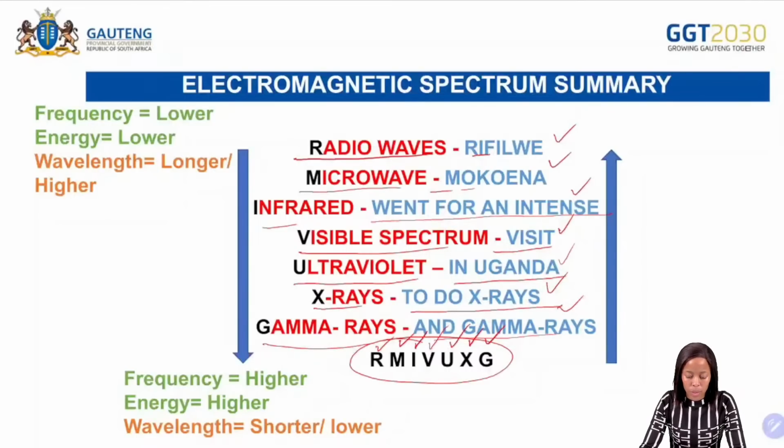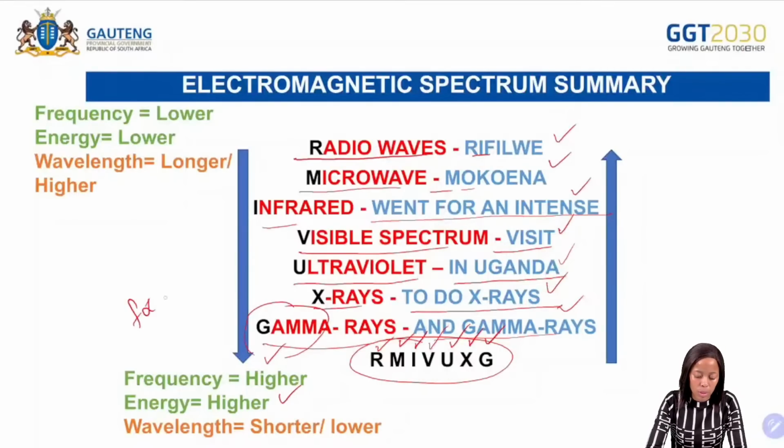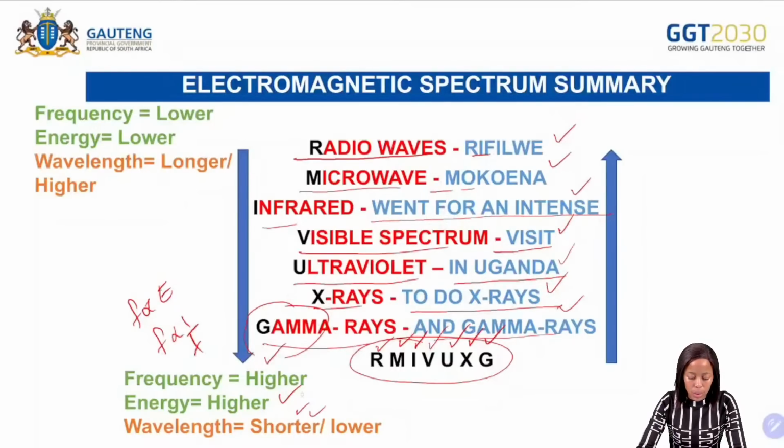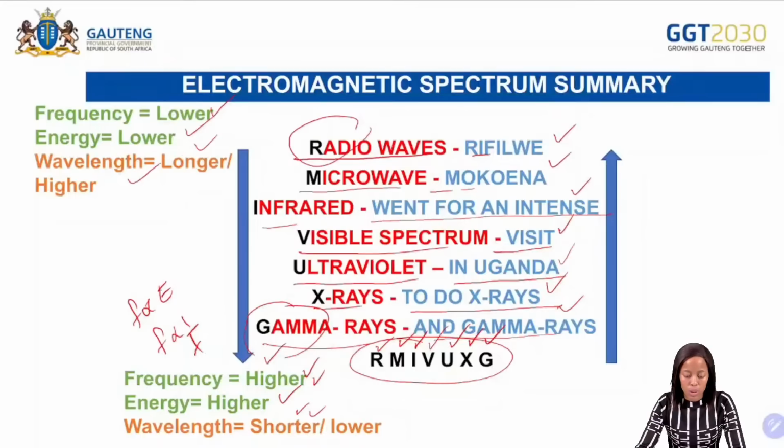Okay, so now when it comes to the gamma rays there, we need to remember that we have a higher frequency, and higher frequency means higher energy. Why? Because frequency and energy are directly proportional, okay? But then at the bottom here, we have a shorter or a lower wavelength. Why? Because frequency and wavelength are inversely proportional. So it means that if here you have a higher frequency, you'll have a lower frequency here, lower energy, and a longer or a higher wavelength there when it comes to your radio waves.